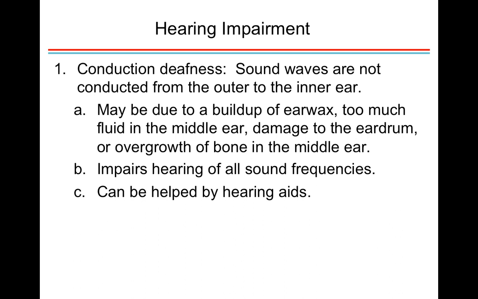So I want to talk to you about two different kinds of hearing impairment. So one is conduction deafness, and this is where sound waves are not conducted from the outer ear to the inner ear. And this can be due to a buildup of earwax, too much fluid in the middle ear, damage to the eardrum, or even overgrowth of bone in the middle ear. And any of these problems impairs hearing of all different sound frequencies. And hearing aids do help with conduction deafness.